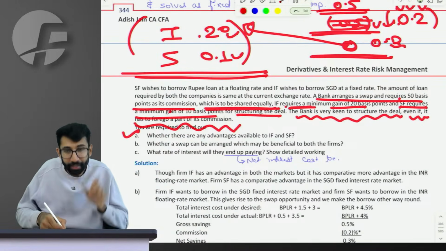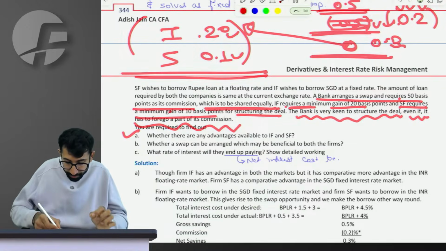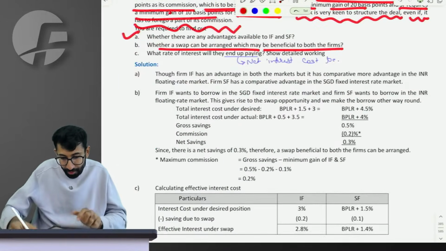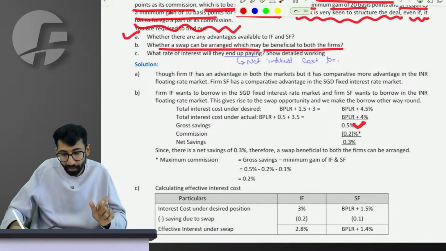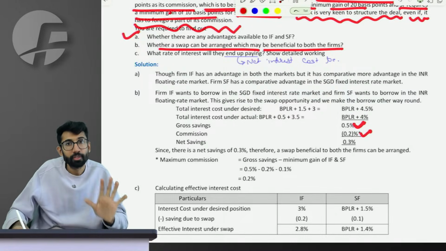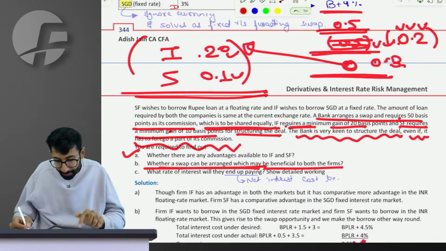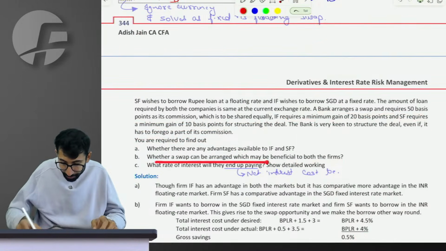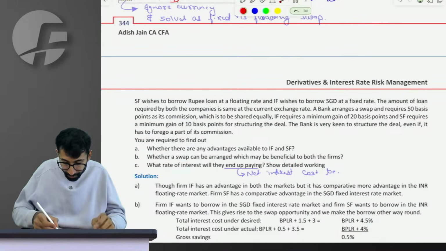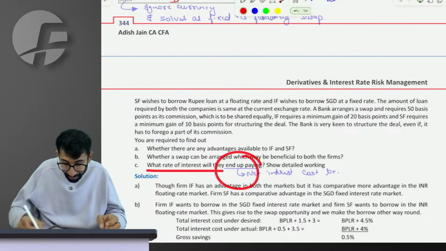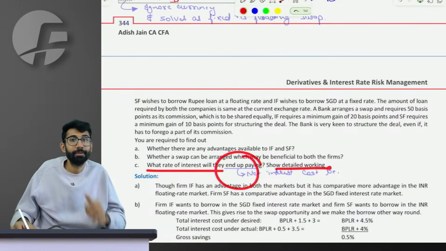Sir, the first part I will explain to you later. Second part, can the swap be arranged? Yes, we will say 0.5 is the gross gain, 0.2 is the commission, right? And 0.3 is the net gain available to be distributed to both the parties. B part, easy. C part. B part, beneficial swap can be arranged. C part, what is the rate of interest they will end up paying?